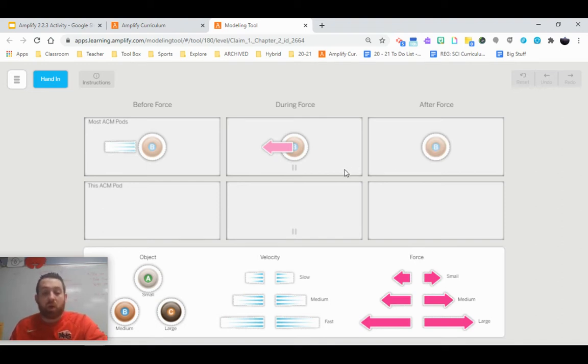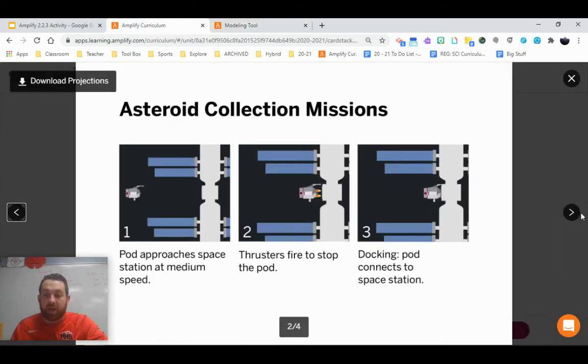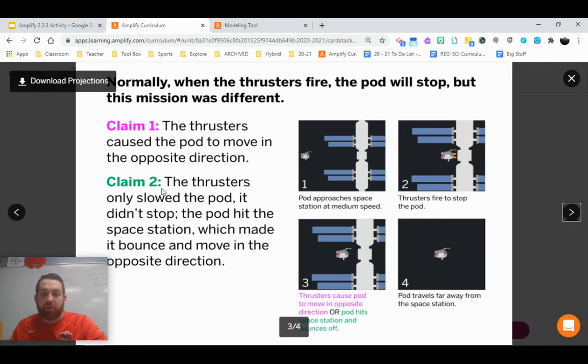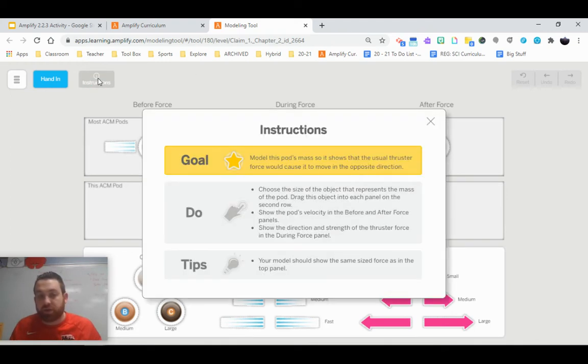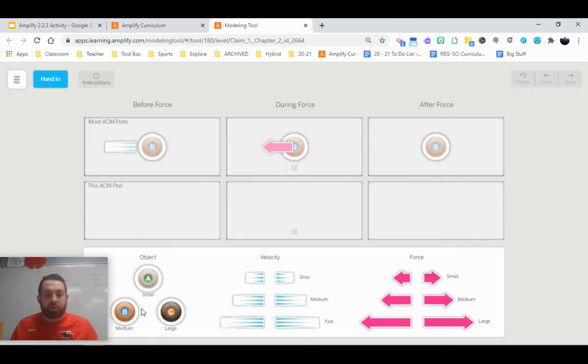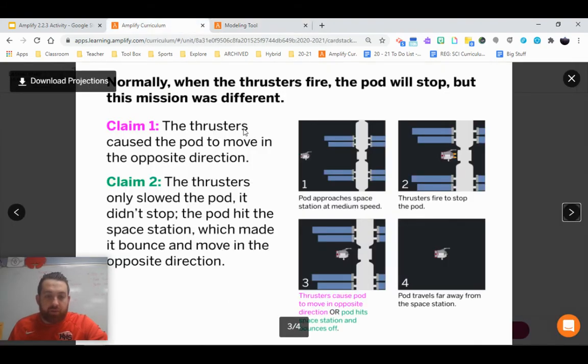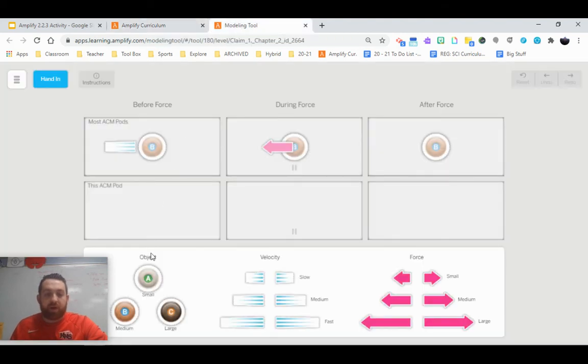But what we're going to do now is model our two claims, our pink claim and our green claim here, using this tool. If you don't remember what the instructions are, or if you get to this modeling tool and you're confused, you can always go into the instructions and it'll break down what we should do here. What you're going to do is go into your features down here and decide, okay, if I'm looking at claim 1, the thrusters cause the pod to move in that opposite direction. I'm going to have to decide what object I should be using with the different masses, small, medium, or large.